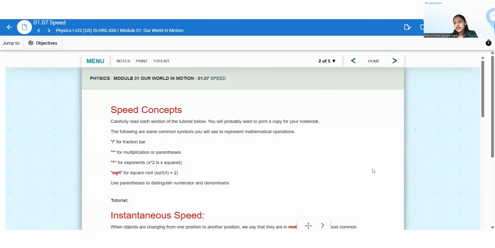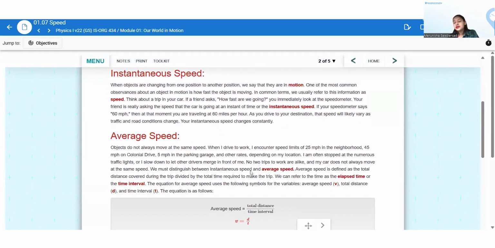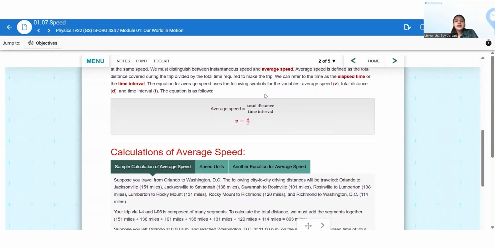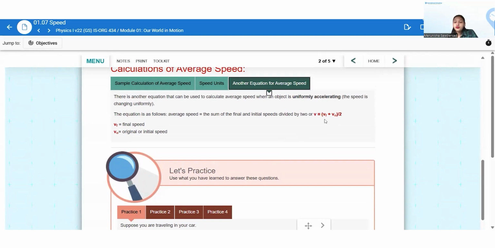Speed concepts: we know alternative ways to type and write out fractions, multiplication, exponents, and square roots. The difference between instantaneous speed and average speed is simply that instantaneous speed is at that exact moment you look at the speedometer, and average speed is taken from the beginning of the trip to the end, and you add them together, divided by 2. It's your average speed after elapsed time. We have an average speed calculation too. Actually, it's v is equal to d over t, and v equals vf plus v0 divided by 2.